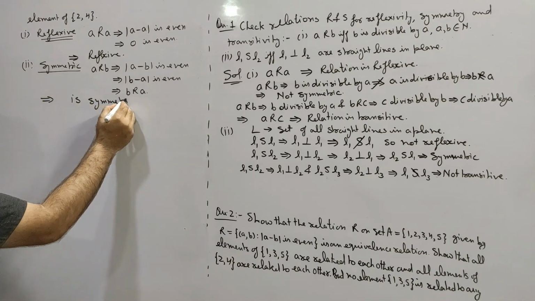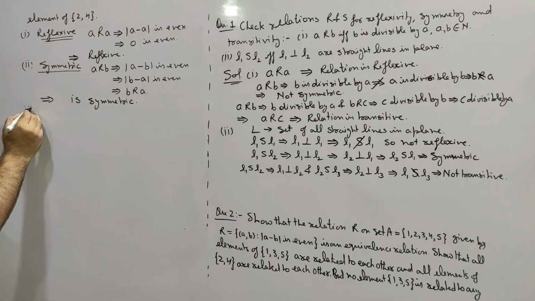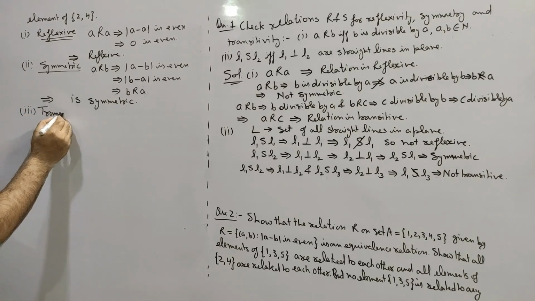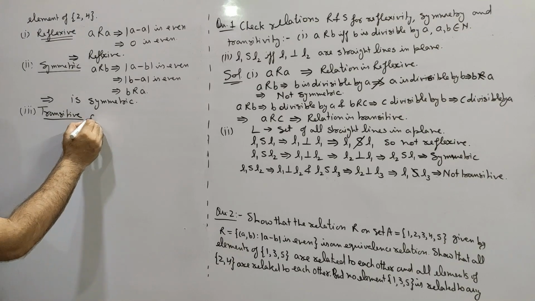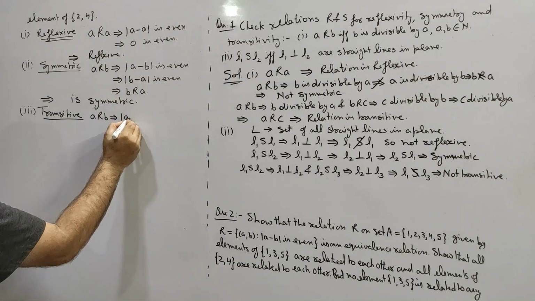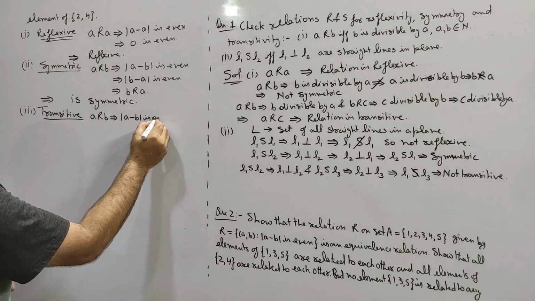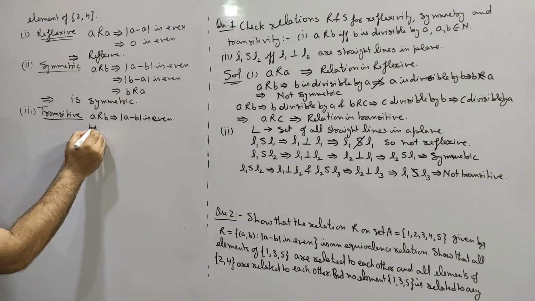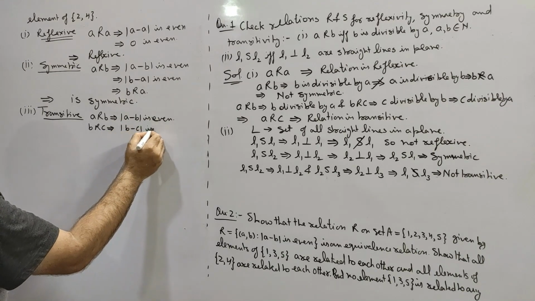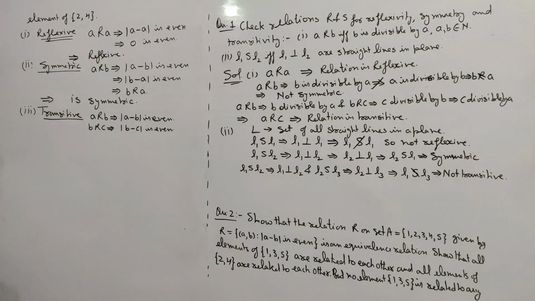Now we come to the next thing. We will show that the relation is transitive, and to prove that the relation is transitive, we will say that A is related to B, and this implies that modulus of A minus B is even, while B related to C implies that modulus of B minus C is even. And if we come to the relation between A and C, then we will have to check what the implications of these two expressions are.